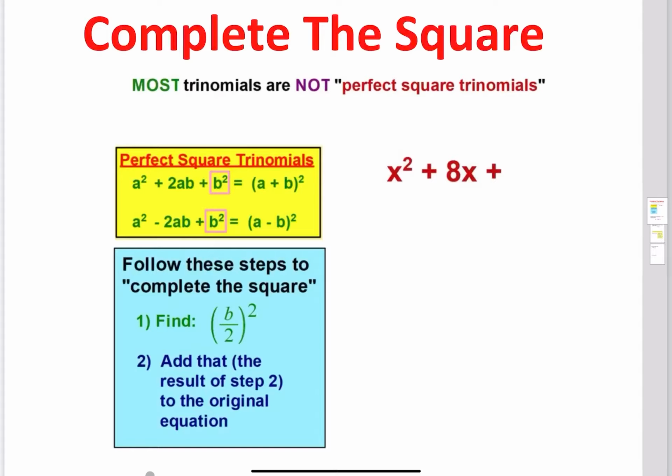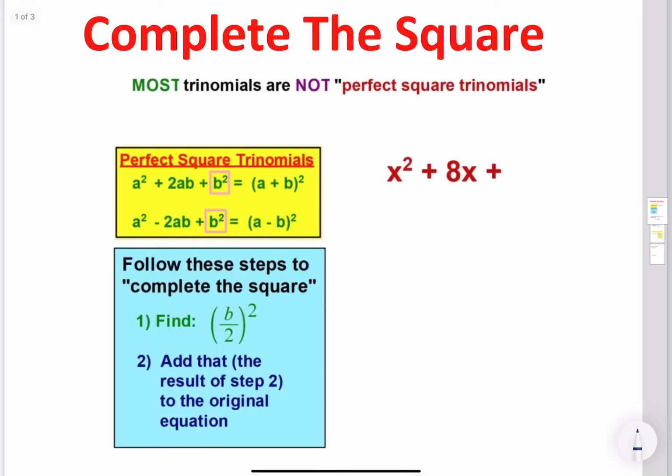Hey everyone, Teacher Chang here, and today we are going to make perfect square trinomials by completing the square. Now, we create perfect square trinomials simply to make things a little bit easier when it comes to solving them. But before we do that, let's go ahead and learn how to create that perfect square trinomial.